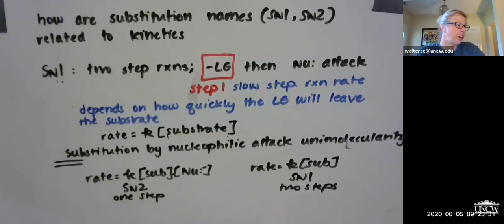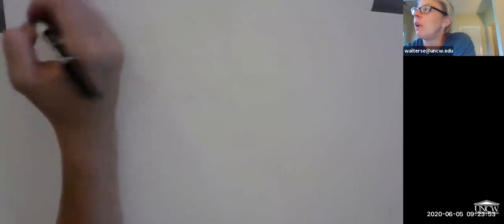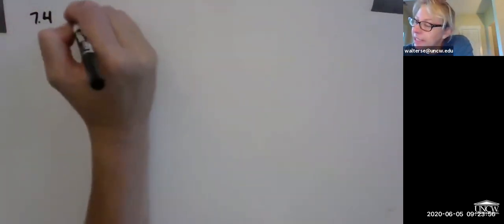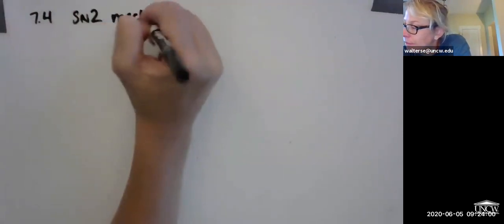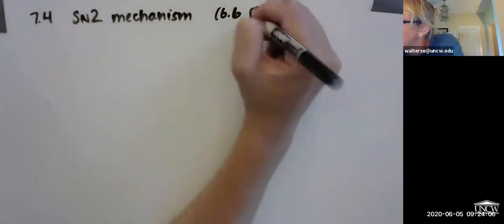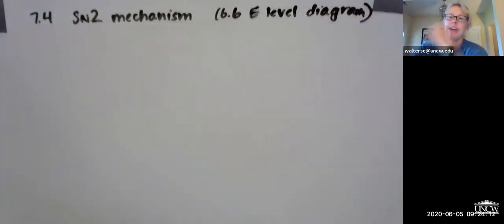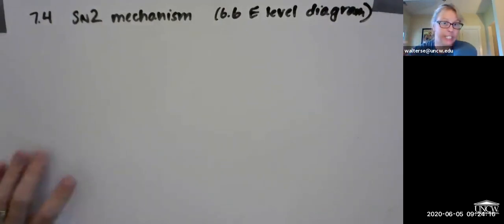Okay. All right, so we're going to start with SN2 reactions and then go into some of the details, especially with the substrate, with how to determine whether a substrate will participate in an SN2. But we're going to start with SN2s. Okay, so this is 7.4, which is the SN2 mechanism. And then this would link back to 6.6 because we're going to use an energy level diagram. And we've talked about a lot of this stuff that will feed into this yesterday when we did that thermo and kinetics review.